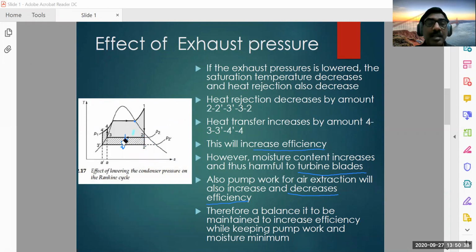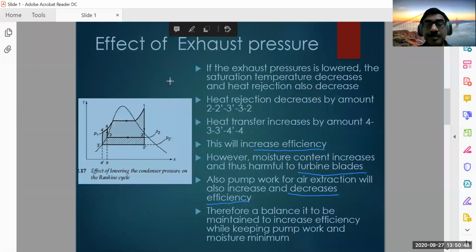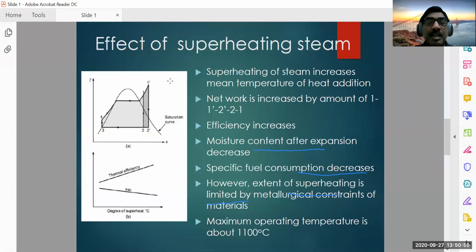Now we'll see what is the effect of another variable. Another variable is superheating of the steam. That is temperature. Basically, this particular thing is going to change the temperature, right? So we'll see what is the effect of superheating. Superheating is very advantageous because it is going to increase the efficiency.